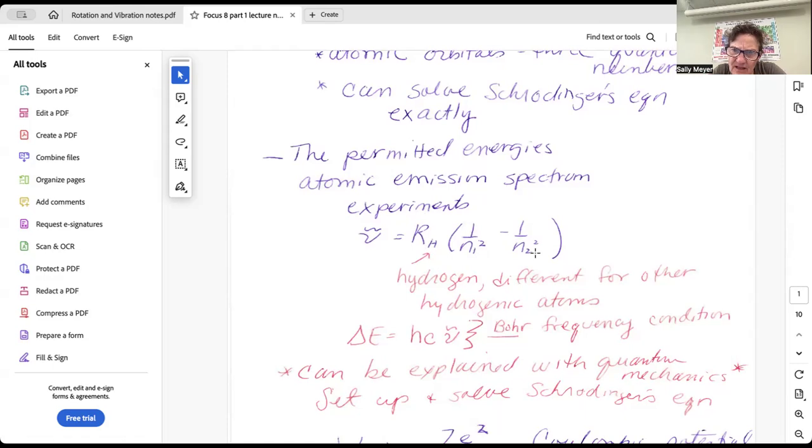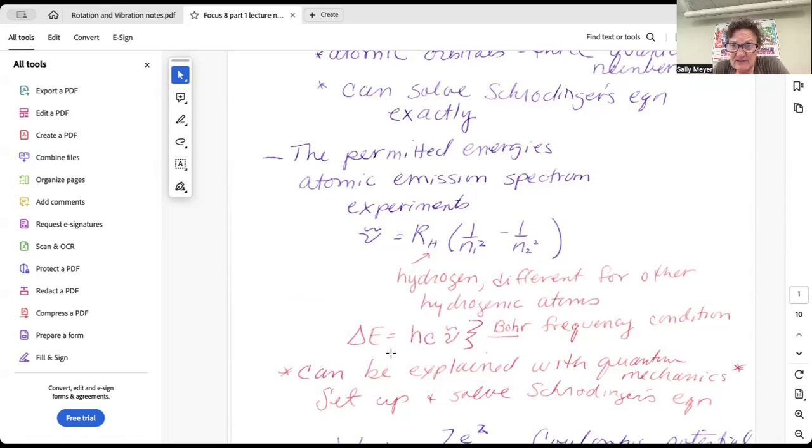So if you have a different hydrogenic atom, you'd have a different R, because Z is part of this R. So we'll see that in a second. So you could use this equation for helium plus, lithium plus 2, but you'd have a different R value.